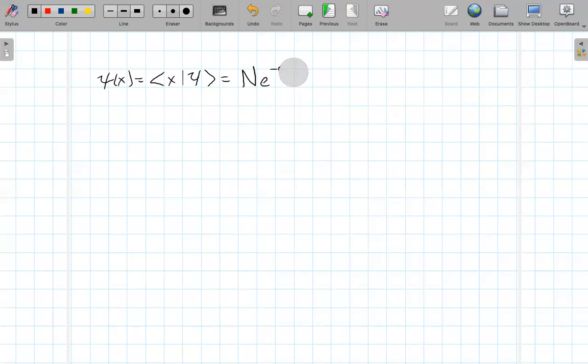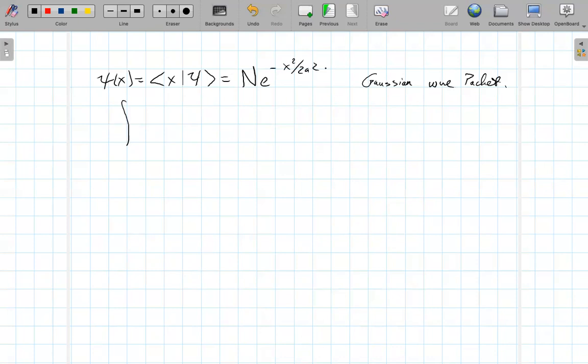Of course, we're not going to use ax squared. What we're going to use is minus x squared divided by 2a squared. So we're actually going to move the a to the bottom. This is going to be our Gaussian wave packet. This is our localized state in position space. First things first, we need to determine exactly what the normalization constant is.